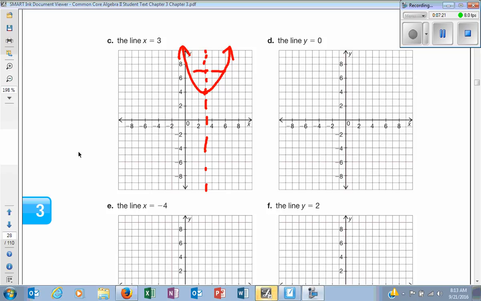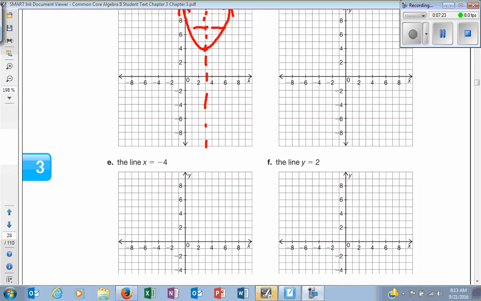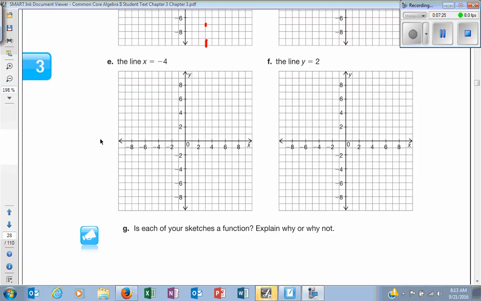And again, what if it said y equals 2? The line y equals 2 is like this. Everywhere I'm on that dotted line, y equals 2. So my parabola would actually be facing like this.